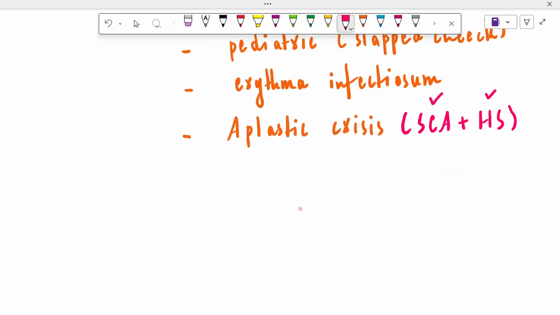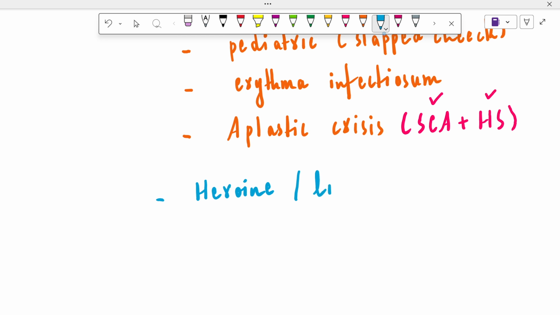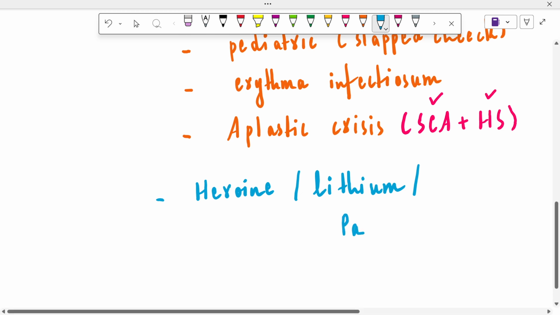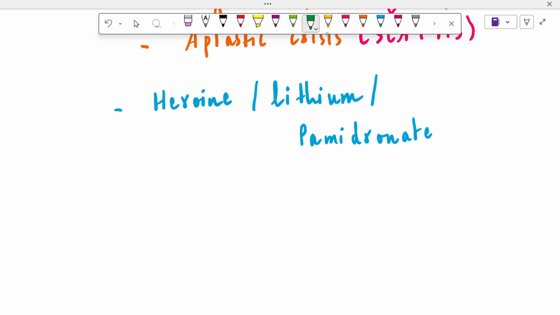So what is the next condition that can lead to FSGS? As I've told you, drug abuse like heroin, lithium, or bisphosphonate. Bisphosphonate is a very large group of drugs, and in the bisphosphonates there is a specific drug known as pamidronate. Pamidronate, lithium, heroin, these all can also lead to FSGS because their toxicity is very dangerous to the renal system.